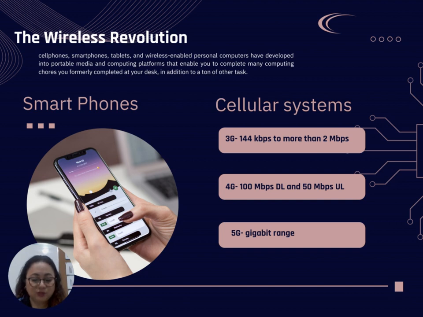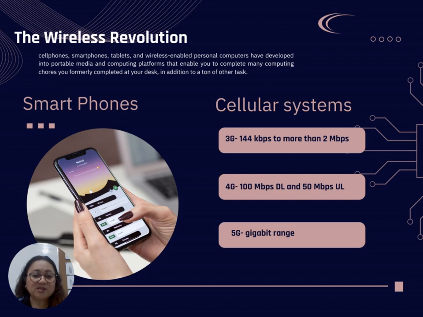So 3G networks provide adequate transmission speed for email, web browsing, and online shopping. But these are too sluggish for movies, with speeds ranging only from 144 kbps to more than 2 Mbps. So medyo mabagal po ang 3G.